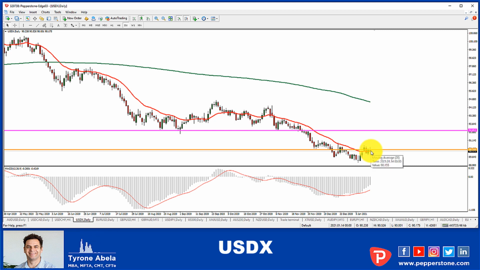Very, very important that this dollar index holds up here. I do like it for a move up. I think that we can see a very strong potential for a change of trend, and if we do get that change of trend, what we're looking for is the higher high, higher low sequence on this one.